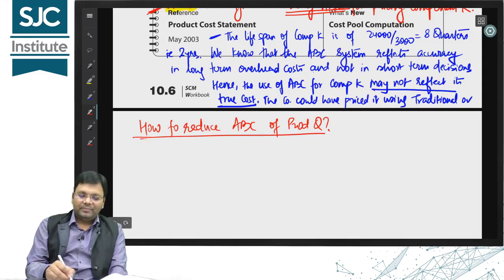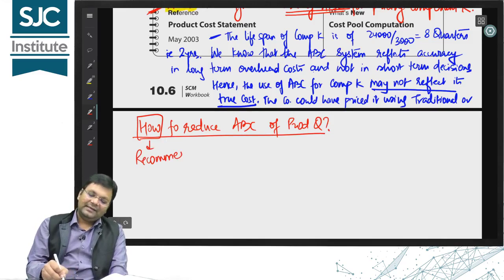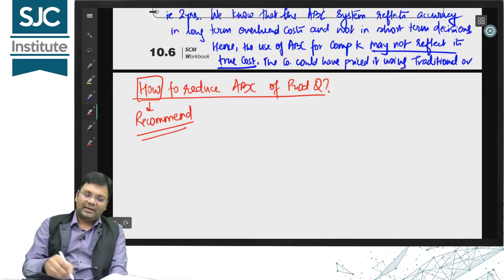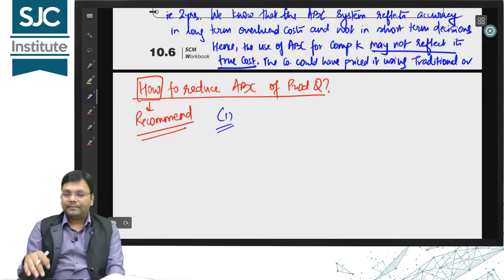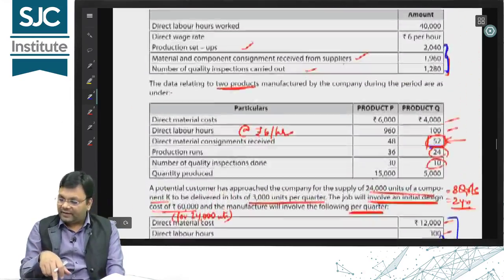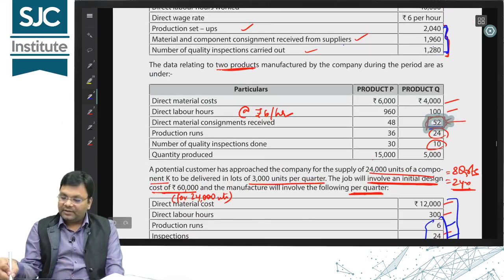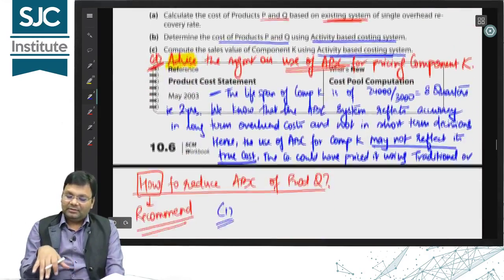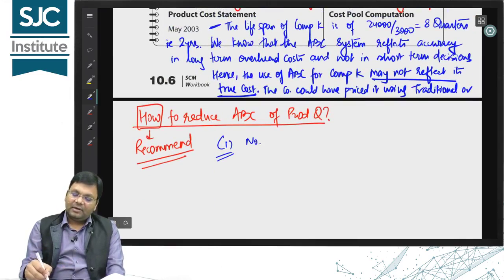Now I am using simple terminology. In an exam question, they may use the word recommend: recommend how to reduce the activity based cost of product Q. So the answer here would be, the first point of recommendation: you see the number of consignments here is very large compared to P. So you can write that the number of consignments is to be reduced.